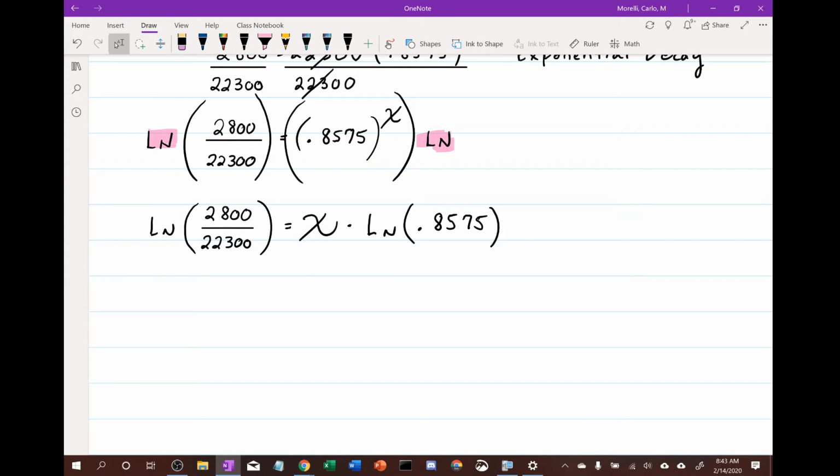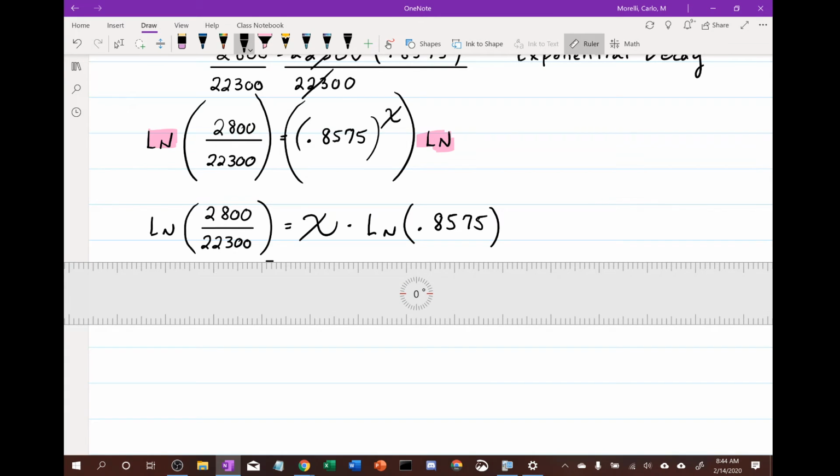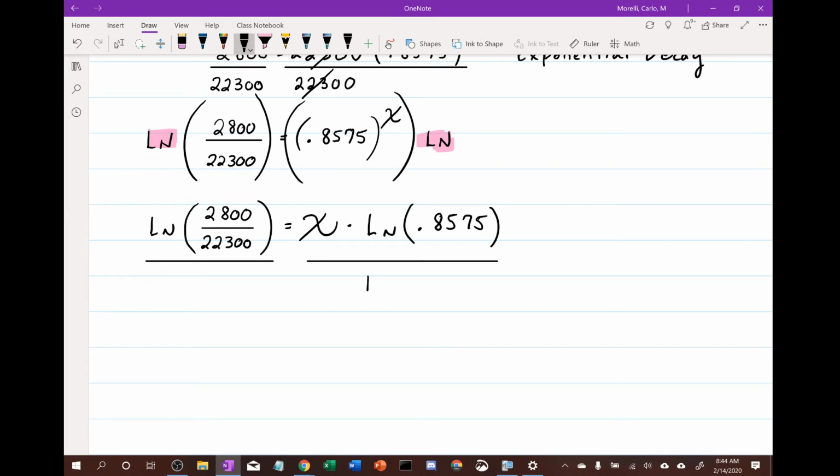Now we're one step away from gold. What do we do? We're going to divide both sides by the natural logarithm of 0.8575. And that's this left side here is what we're going to stick in the calculator. Again, there was no math in the traditional sense involved. So let's go figure out what x equals by sticking this sucker in the calculator.